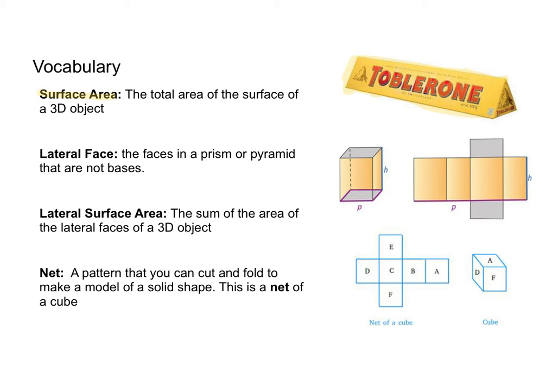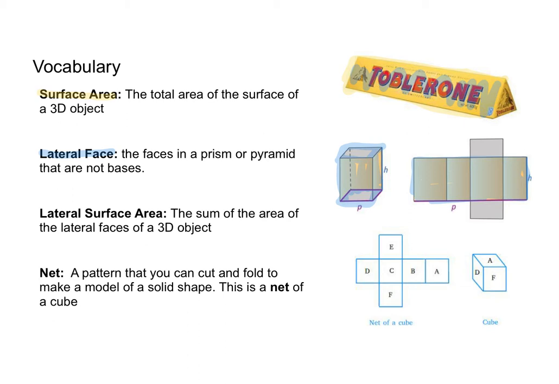A lateral face are the faces in a prism or a pyramid that are not the bases. So in this rectangular prism we have right here, there's our base, there's our base. So our lateral faces are everything else. Or if you unfold it, it's like the sides where all the printing would be, or the logos or whatever, if this were an advertisement. The lateral faces of this Toblerone, again, that's a lateral face, and then if you could see the other sides, it'd be everything but the base.